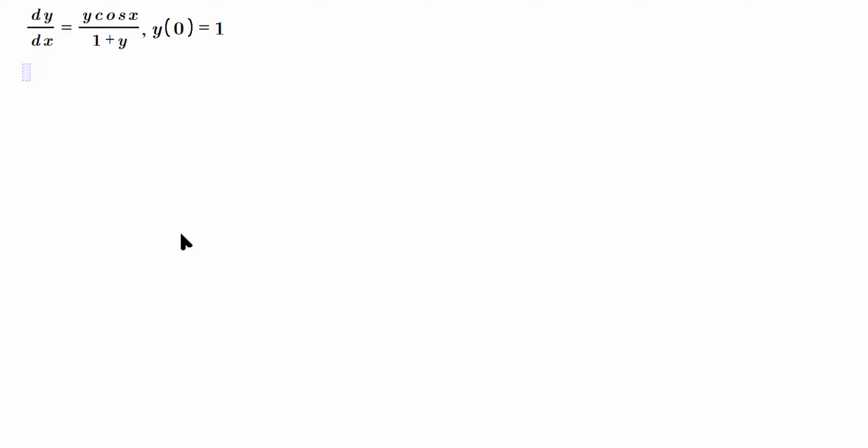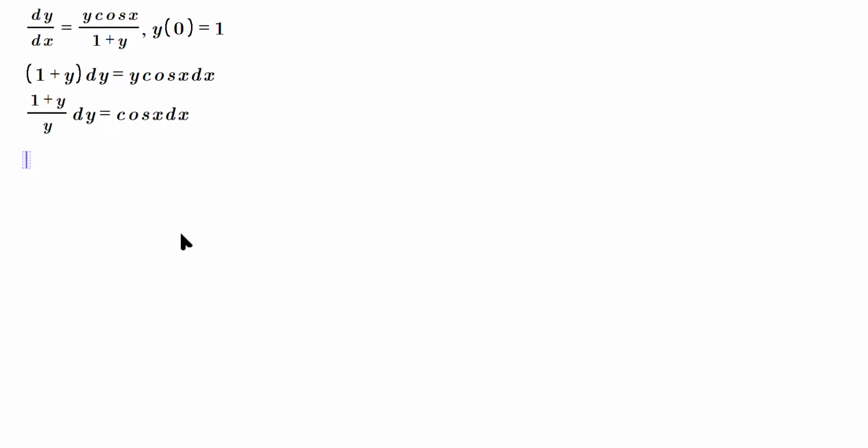So just imagine cross multiplication would give you (1 plus y) dy, and on the right side we would have y cosine x dx. Then the y needs to still be moved over, so you can say (1 plus y) divided by y dy is equal to cosine x dx. Now the y's are on the left and the x's on the right. So the variables have been separated.